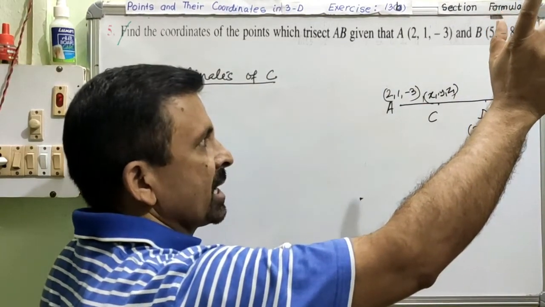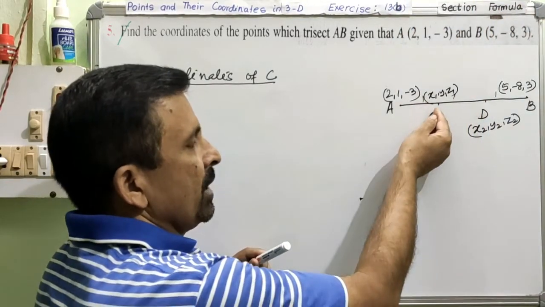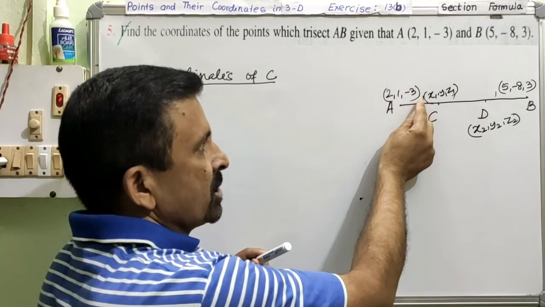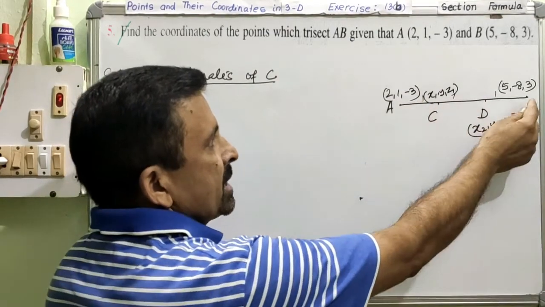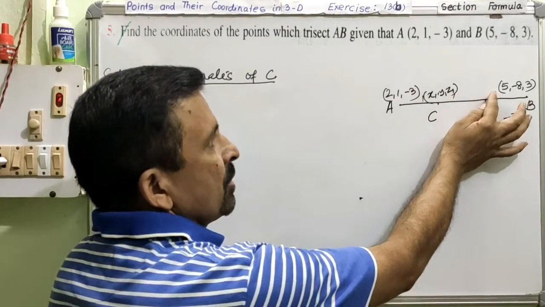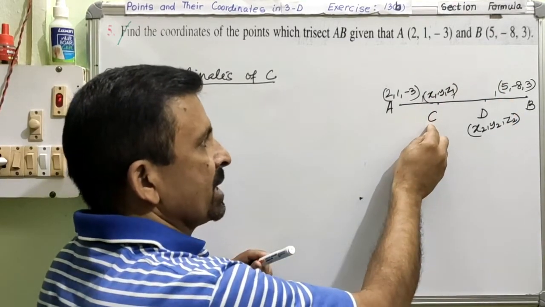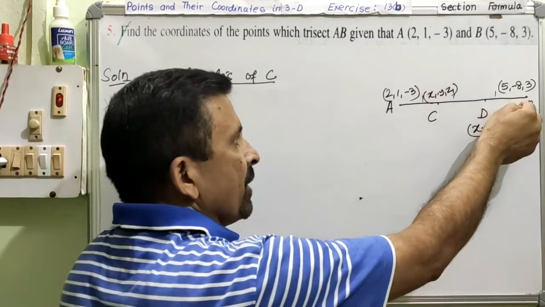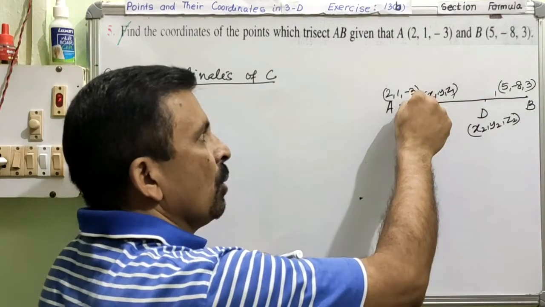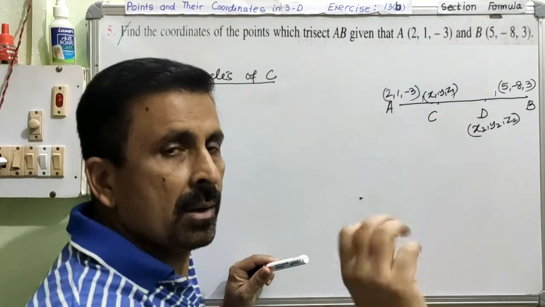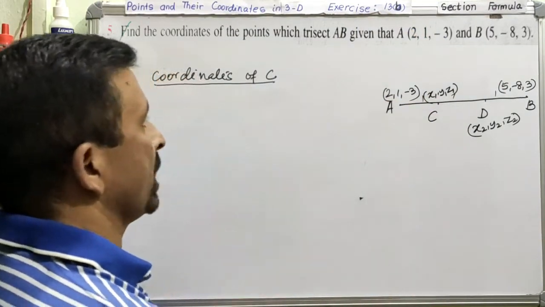So how will we see the ratio? See the ratio now. When you are calculating the coordinate of C, the ratio will be, this is how much? 1. And from here till this end, what is the sum of these two ratios? 2. 1 plus 1, 2. Therefore, this point C is dividing the join of AB in the ratio 1:2. Is it alright? So we can calculate now.